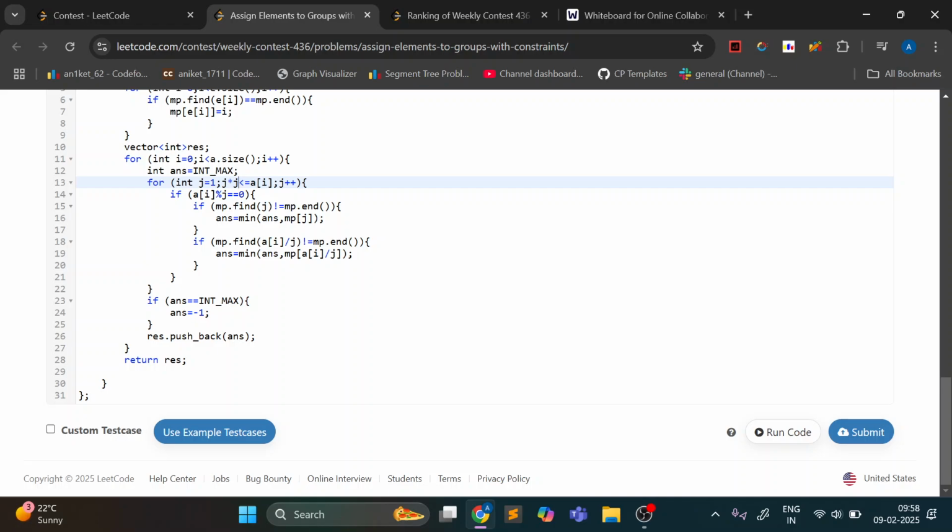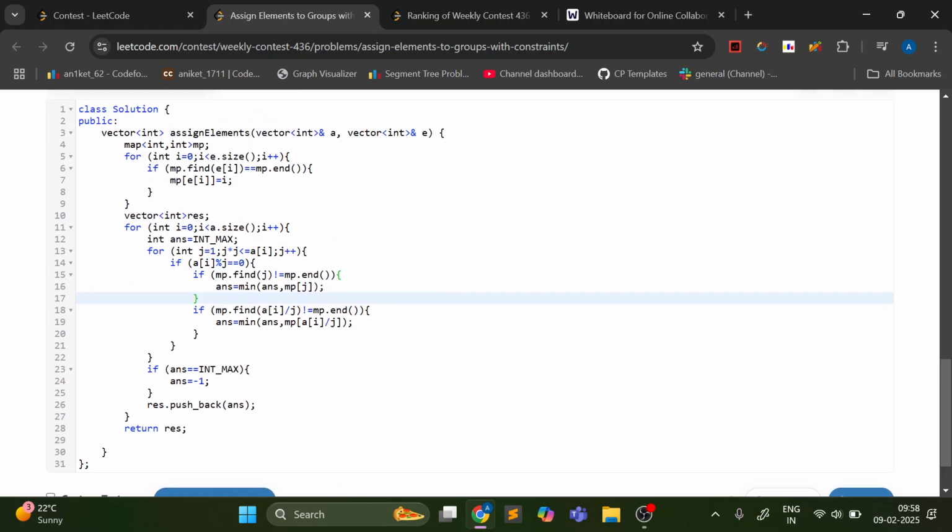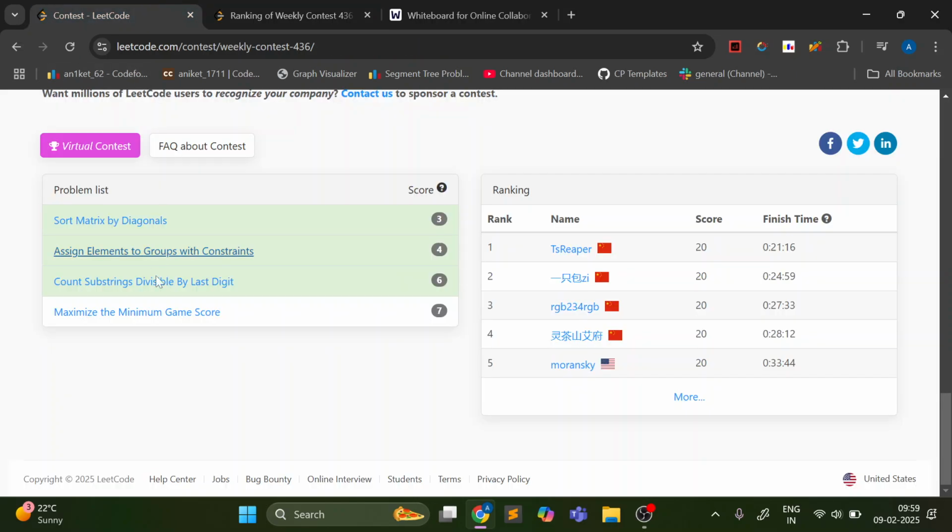Now if j is a divisor, that is, if a of I mod j is 0, then a of I divided by j is also a divisor. So in both cases we take the answer as the minimum of its minimum index in E array for both divisors, j and a of I by j. Now if the answer is equal to int max, that means there is no divisor in array E for a of I, then we make the answer equal to -1 and push it to the result variable. So this was the second problem, pretty easy I would say.